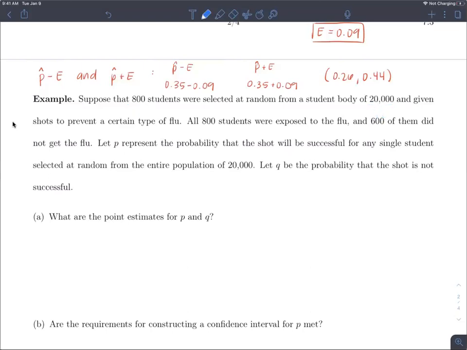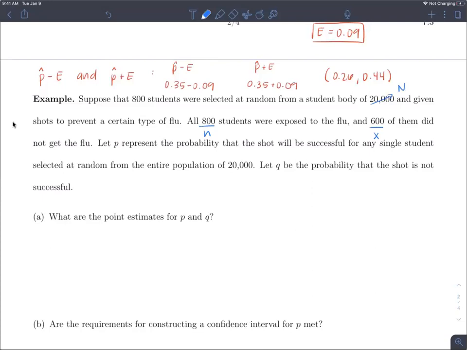It says 800 students were selected at random from a student body of 20,000, and they were given shots to prevent a certain type of flu. All 800 students were exposed, and 600 of them did not get the flu. So these are the two numbers that you actually care about. 20,000 is just the number in your population, which is given by capital N. Here, 800 is going to be n, and 600 is going to be not X bar, just X. And p is going to represent the probability that the shot was successful.